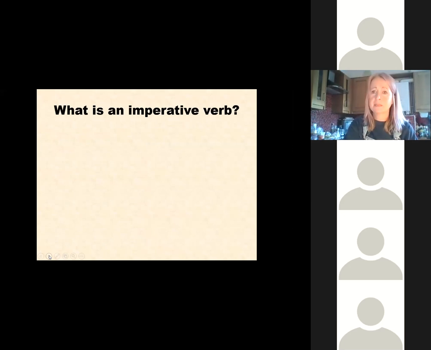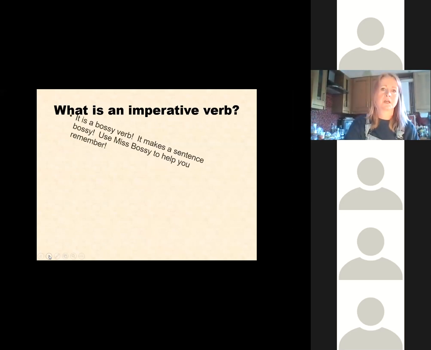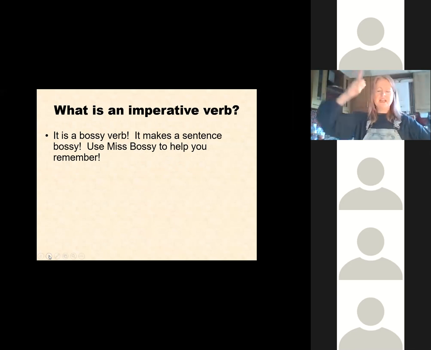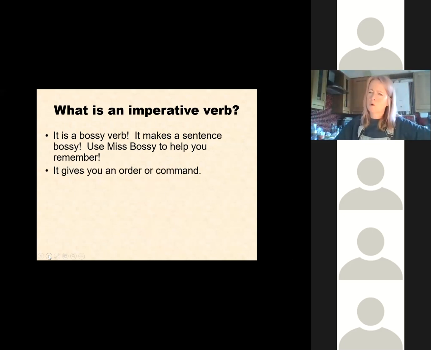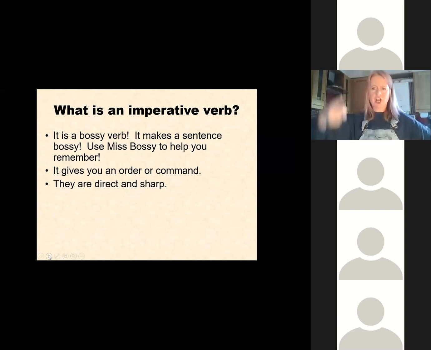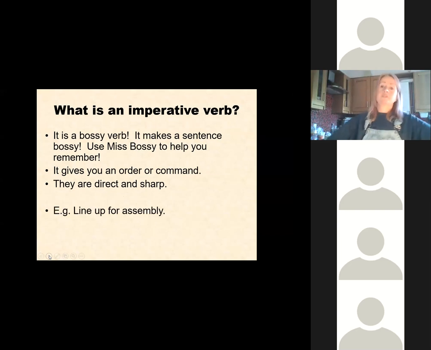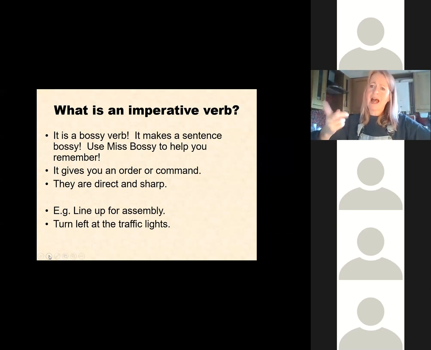Now, what is an imperative verb? It's a bossy verb. It makes a sentence bossy. Use Miss Bossy to help you remember. It gives you an order or a command. They are direct and sharp. I know the children in Foxglove last year used to say, sometimes they're not very polite. For example, line up for assembly.